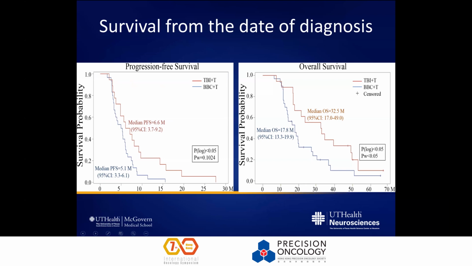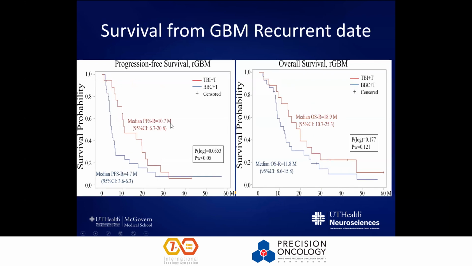This one is from the initial, I think this is probably wrong. I'm sorry, I think the overall survival is from the recurrence. That's right, it's from the recurrence. This is not correct; this 10.7 months is not right. So I'm sorry for this.